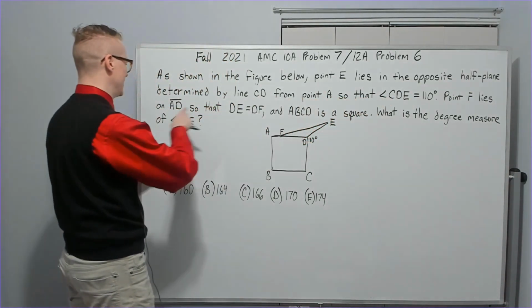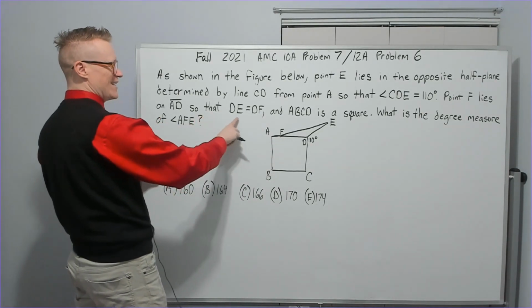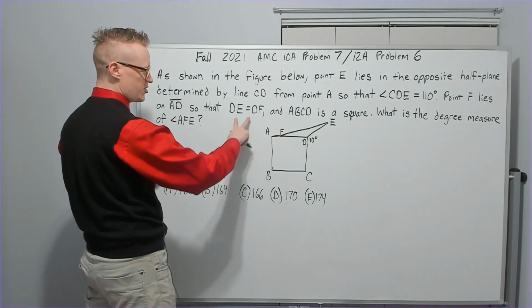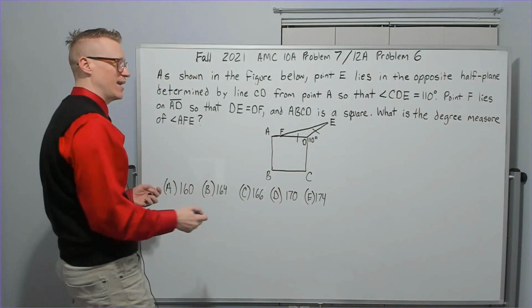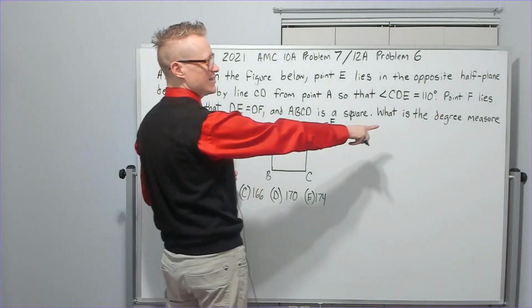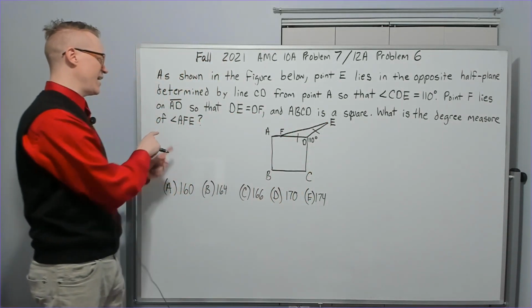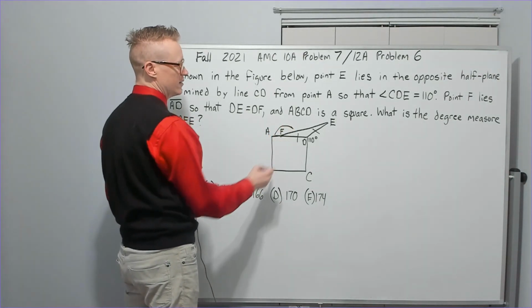Point F lies on AD, and you see it right here, so that DE is equal to DF. Mark it right now. That means this is an isosceles triangle. And ABCD is a square. What is the degree measure of angle AFE? That's this angle out here.